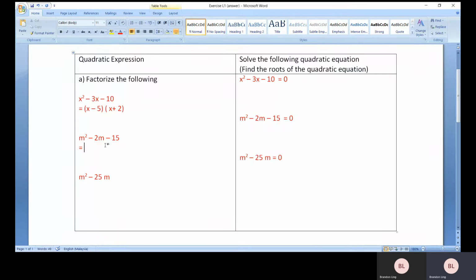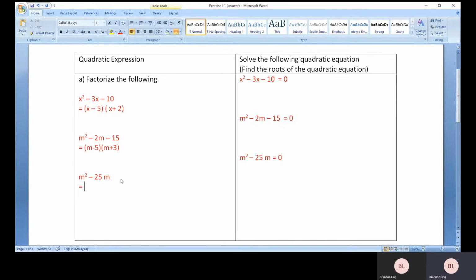And for m squared minus 2m minus 15, after you factorize it, you'll probably be getting m minus 5 and m plus 3. Okay. And the last one will be m squared minus 25m. After you factorize, you'll be getting m, m minus 25. Okay.